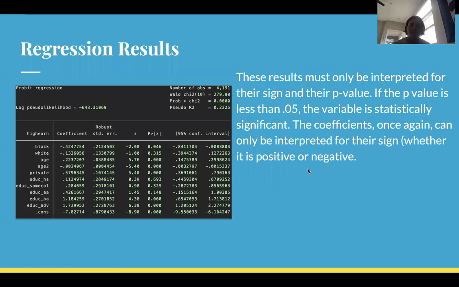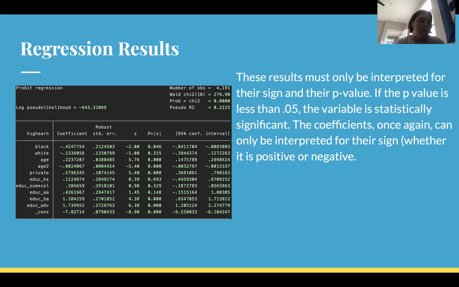So regression results. We'll go look over some of them. If the p-value is less than 0.05, the variable is statistically significant. You can also use the 95% confidence interval, where if there's a 0 between the left side and the right side, then the coefficient is not statistically significant and does not help our regression. For example, the first one, black, has a p-value of 0.046, which is less than 0.05 and does not have a 0. And so that is statistically significant.